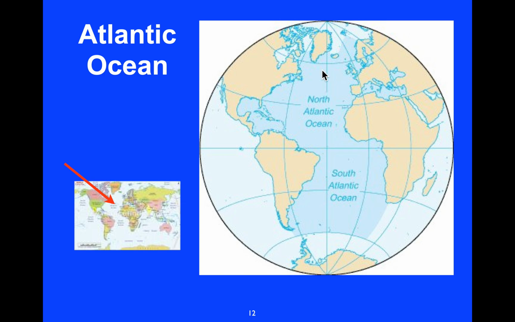Remember, down here is Antarctica, up here, and right here you don't see any brown, you don't see land. This is frozen water up here.